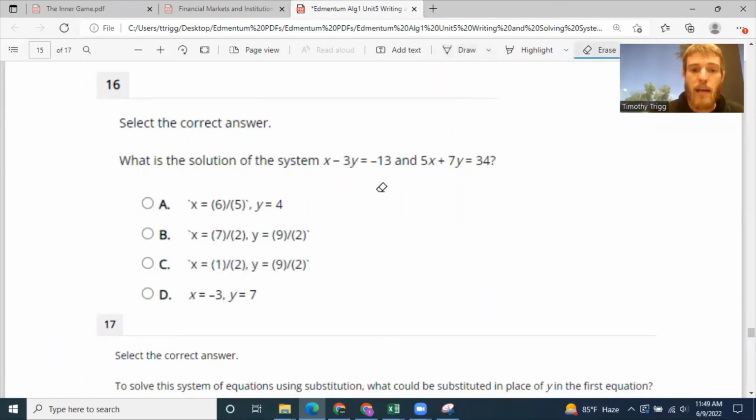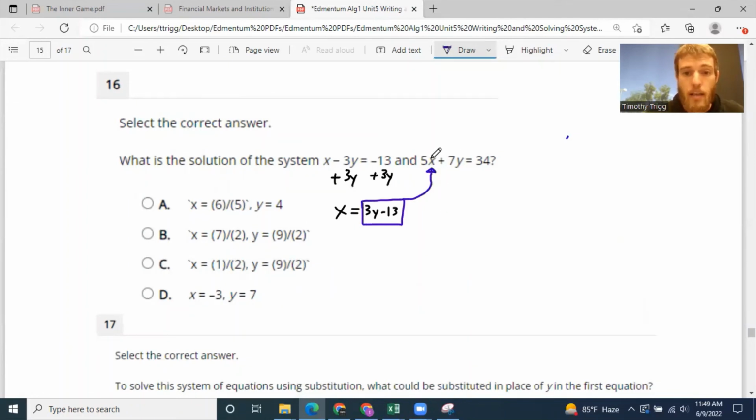How am I going to get x by itself? I can add 3y to both sides of this equation, giving us that x is 3y minus 13. Now we know the value of x, so we can substitute this expression for x into the second equation. This would be 5 times x. Well, what's x? 3y minus 13. And then we still have a plus 7y is 34.